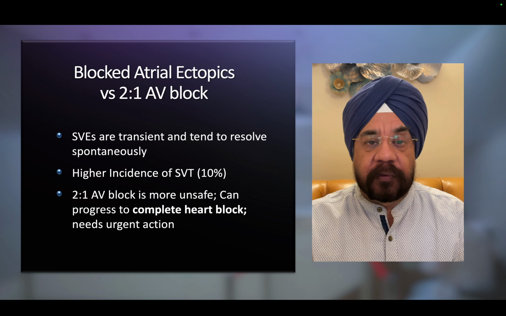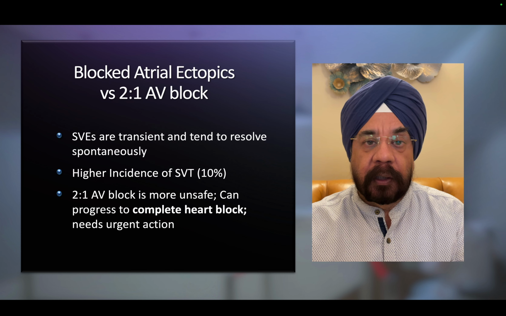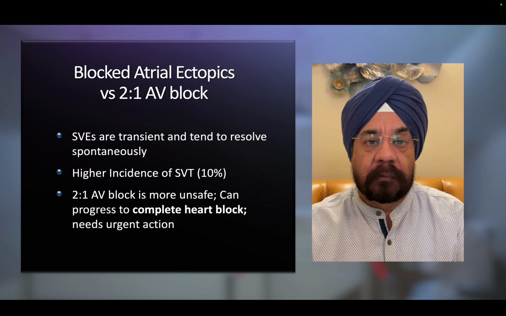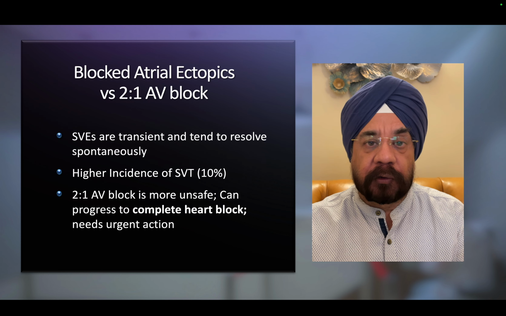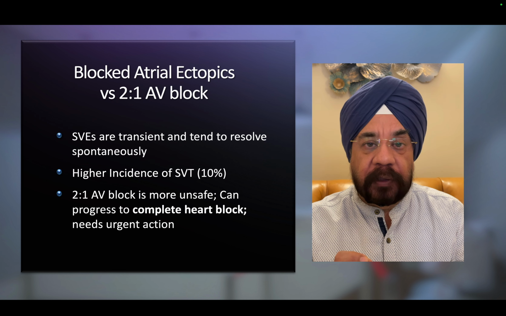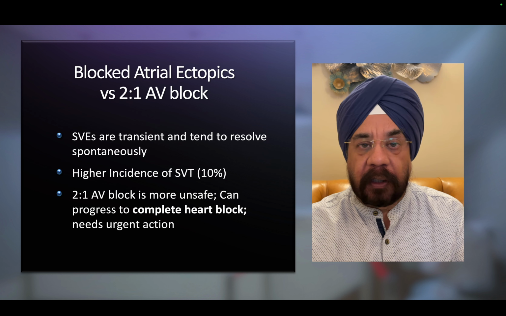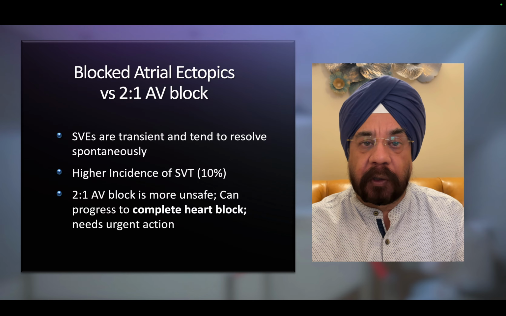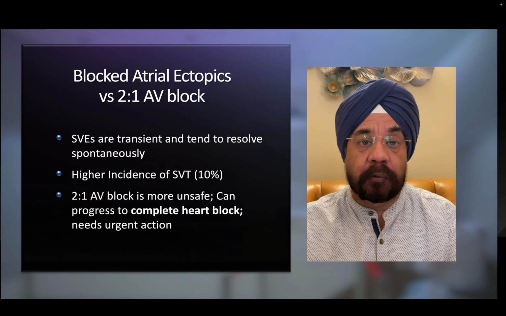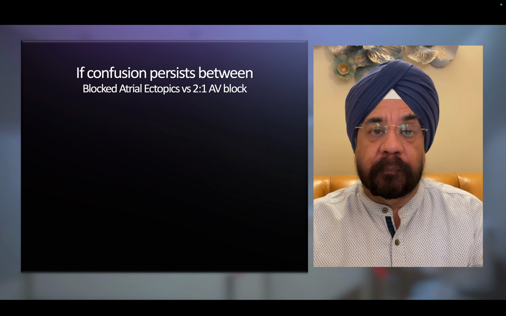The important difference is, God forbid, if it is 2:1 AV block, this can rapidly progress into a complete heart block. Once it goes into complete heart block, your steroids, your IVIGs, nothing works, right? So we need to prevent this 2:1 going to the complete heart block. And how can we do that? With steroids and other drugs, correct? So this is a very, very important way you should differentiate between the two. So the differential becomes very important, and that is where the treatment becomes important.